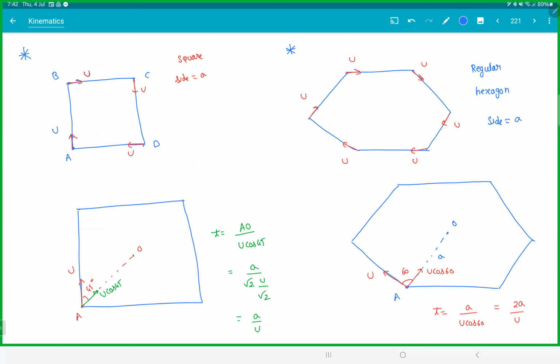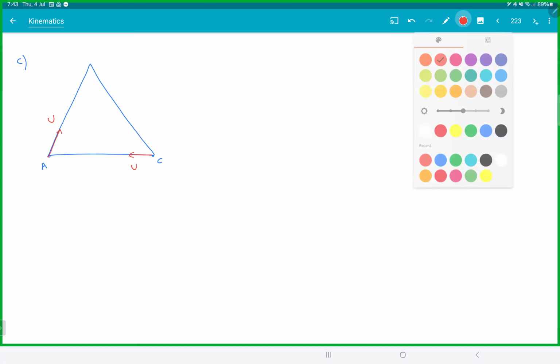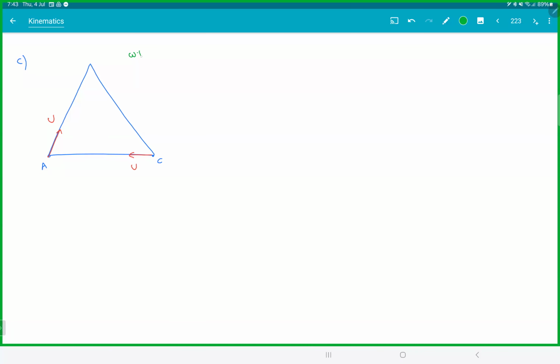Any doubts on this square and hexagon? Now there's still a third part of the question. How does the path of A look as seen by C? That means we need to stop C. So we know A is going with U. This guy is going with U. So if you want to stop C, what we do with respect to C, take U this way, take U this way. So C will think, okay, I came to rest.